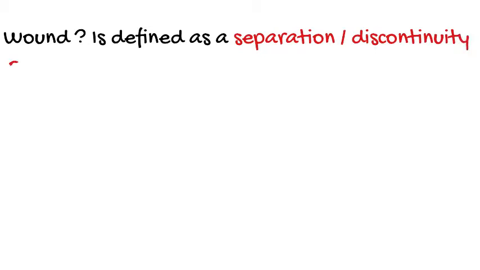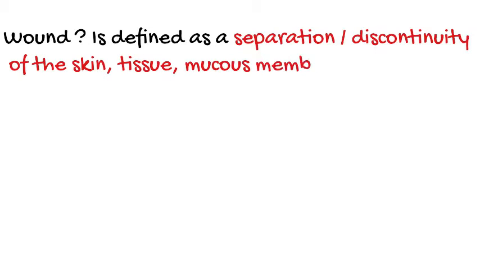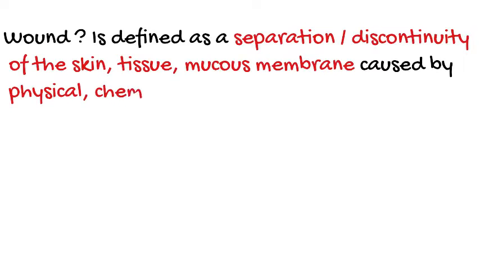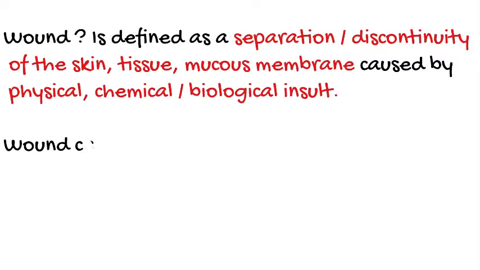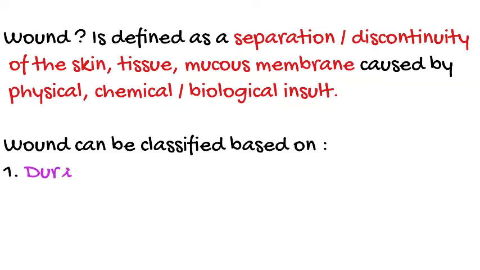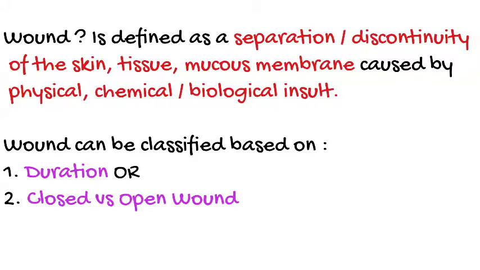In my previous video, I already defined what is a wound. In this video, another definition of wound is, it is defined as a separation or discontinuity of the skin, tissue, mucous membrane caused by physical, chemical, or biological insult. Wound also can be classified based on 1. The duration, or 2. Whether it is a closed versus an open wound.